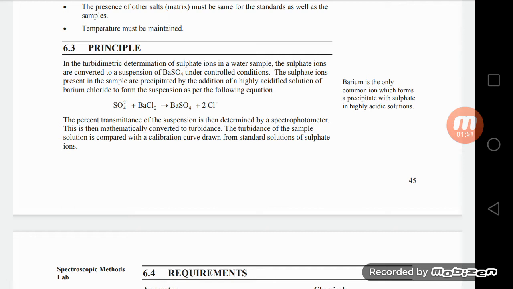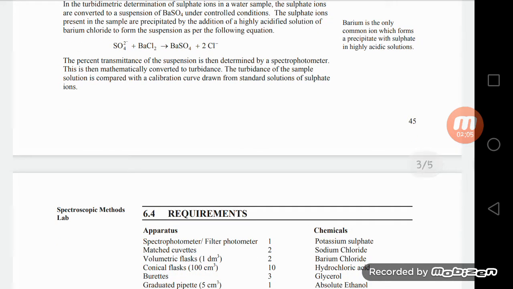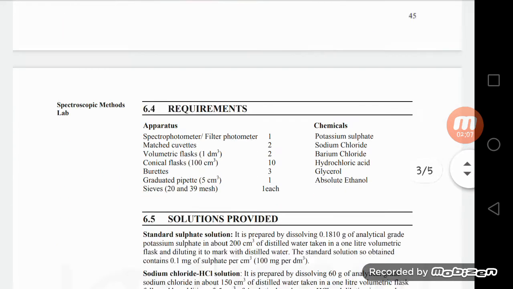So you can see the sulfate ions, then barium chloride, give rise to barium sulfate and chloride ions. The percentage transmittance of the suspension is then determined by the spectrophotometer. This is then mathematically converted to turbidance. The turbidance of the sample solution is compared with the calibration curve drawn from standard solutions of the sulfate ion.